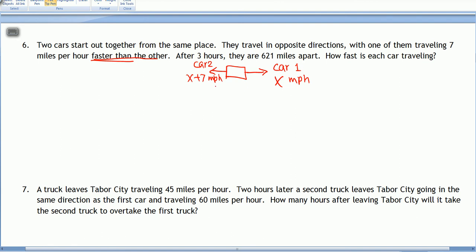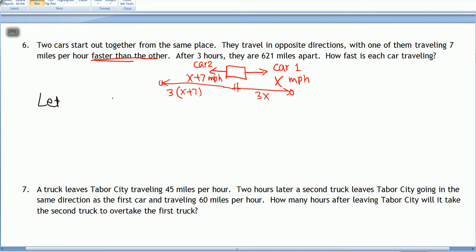After 3 hours it will be 3 times x plus 7, because in 1 hour it travels x plus 7, in 3 hours it travels 3 times x plus 7 miles. In 3 hours this one travels 3x miles, and the total distance, here is car 2, here is car 1, their distance is 621 miles apart. Now, how fast is each car traveling? So we find x. We need to assign the variable.